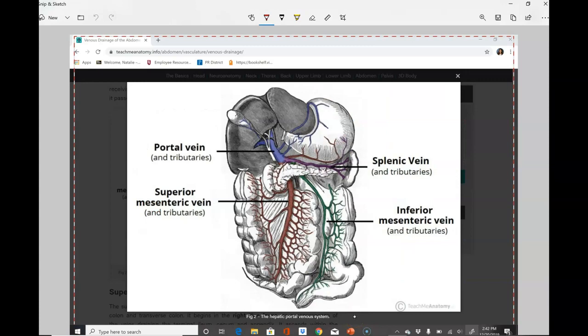So here are the structures that I just mentioned. Here's our superior mesenteric vein that is draining up this way into the portal vein. This is our inferior mesenteric vein that is moving on up, and you can kind of see it back in here, draining into the splenic vein. And our splenic vein, which is draining the spleen, is headed over to our portal vein as well.